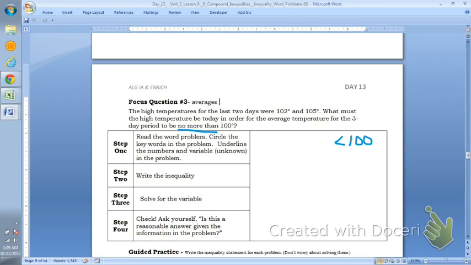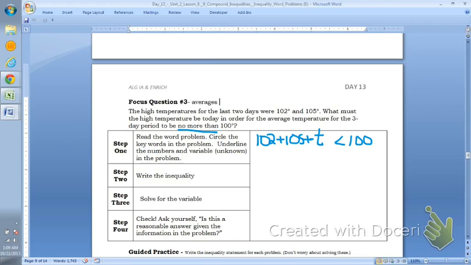So our averages is you have the 102 plus the 105 plus our unknown third day's temperature. Maybe we can use a T there. So we want our temperature for our third day.